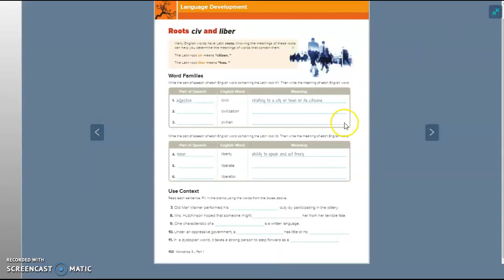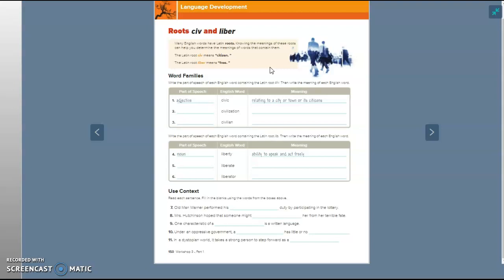All right, so now we are looking at pages 150 and 151 in our book. We're looking at the root words civ and liber. Many English words have Latin roots, so these are root words. Knowing the meanings of these roots can help you determine the meanings of words that contain them. The Latin root civ means citizen. The Latin root liber means free.